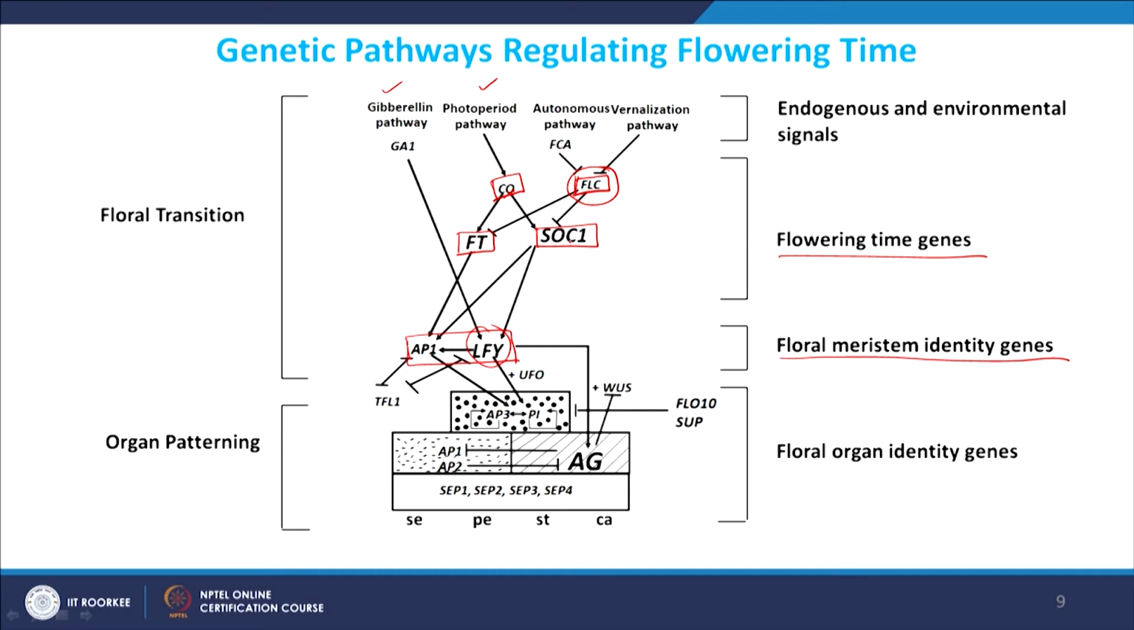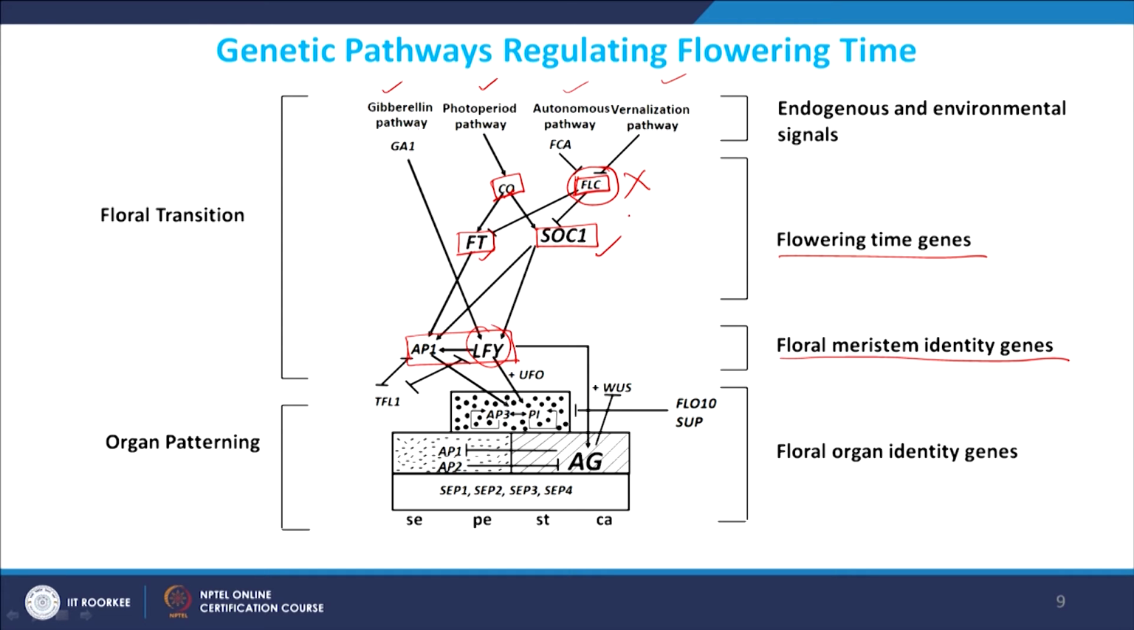But the other 2 pathways, the autonomous pathway and the vernalization pathway, basically, when they are suitable or when they are in the condition to promote flowering, what they do is repress FLC expression. So, FLC is a negative regulator of FT and SOC1. So, if you repress FLC, essentially you are activating FT, you are activating SOC1.